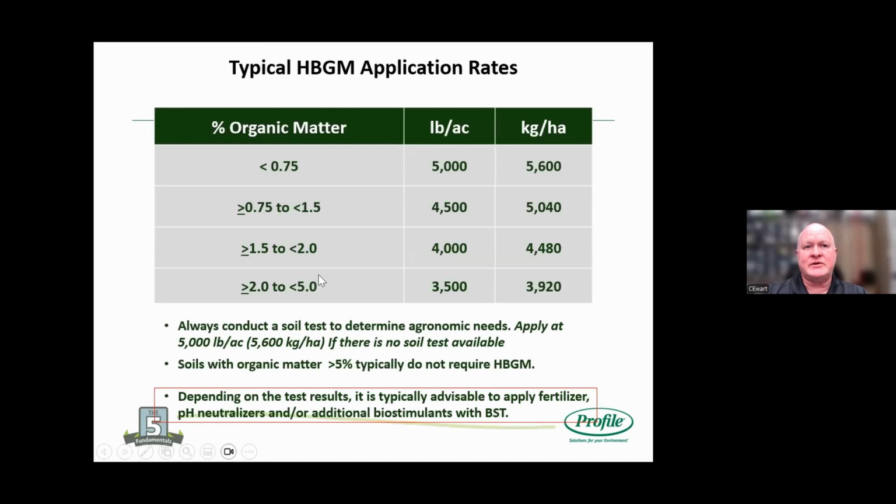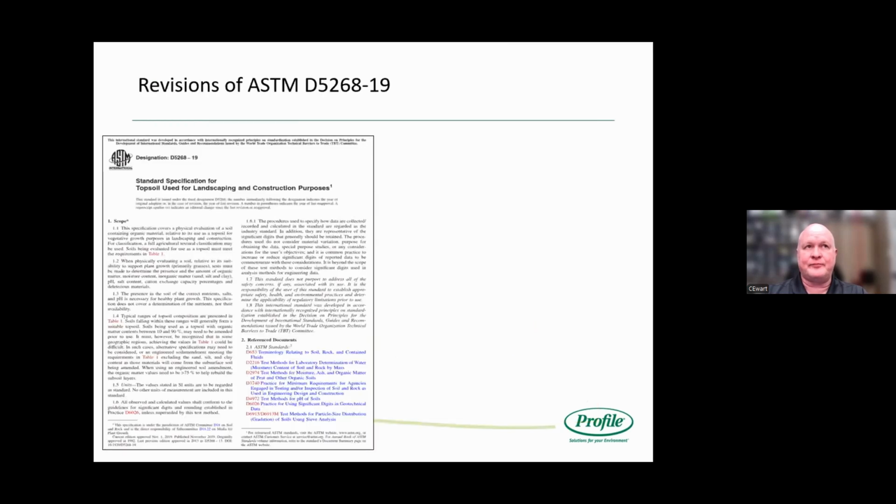As mentioned, we're trying to get to 5% organic matter. Application rates are in pounds per acre. If you're at 2 to 5%, typically about 3,500 pounds per acre of HBGM. If your organic matter is below 1%, you're looking at about 5,000 pounds. Again, in this we can add seed, fertilizer, amendments, and pH adjustments if we need to. All can be added in the same tank.